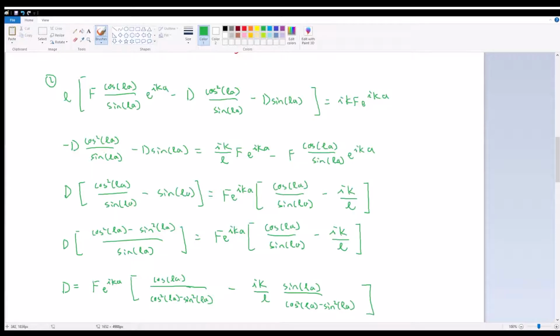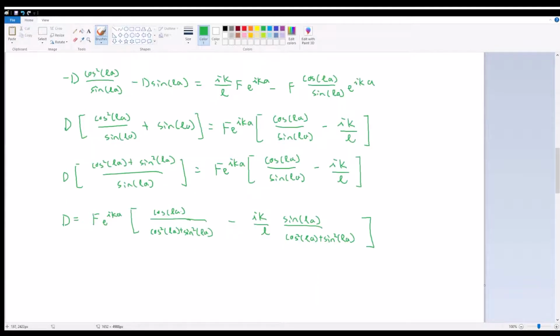And you know what? I just realized I did something wrong here. This is supposed to be a positive because I moved out a negative D. So this is cosine squared plus sine squared, in which case this simplifies much more. This is just going to be D is equal to F e to the IKA, and then we take advantage of the trigonometric identity that cosine squared plus sine squared equals 1, giving us cosine LA subtracted by IK over L times sine of LA. So this is our expression for D.